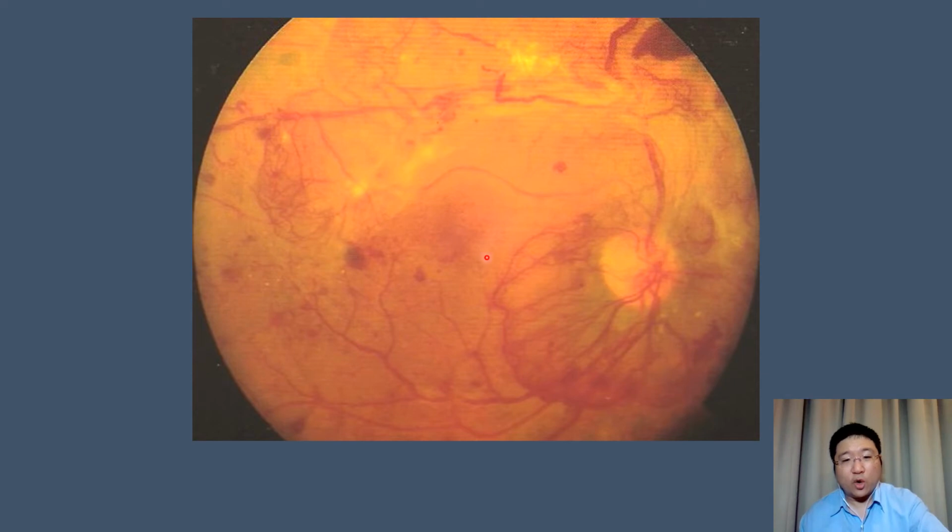So the neovascularization is very problematic. So it may result in hemorrhage into the vitreous from the fragile blood vessels, and the contraction of the membrane may result in vitreous detachment, may result in retinal detachment, which are very dangerous.